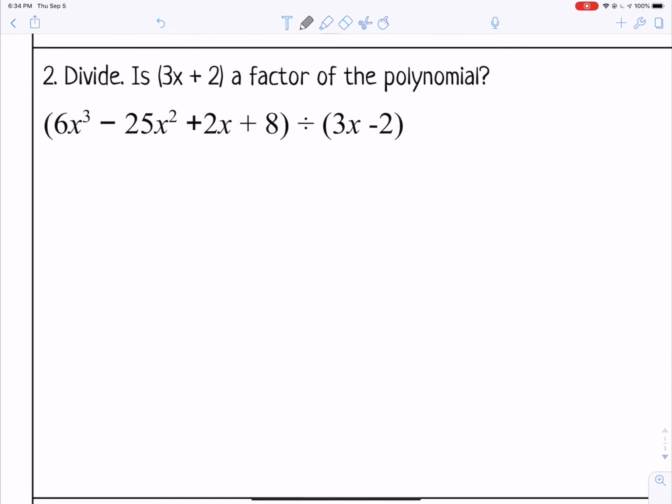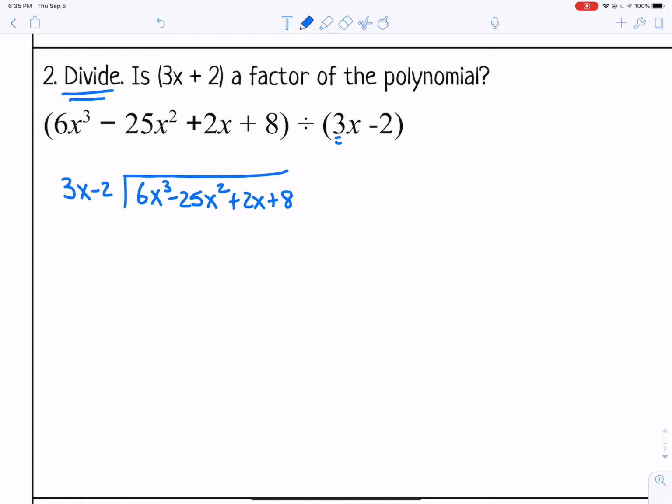All right, let's move on to number 2. This one says to divide, and then is 3x plus 2 a factor of the polynomial? So first we need to divide. I noticed that we have a 3 right here, so I'm going to use long division because I think that's easier. So I don't have to divide everything by 3 first. So let's just set that up. All right, we're not missing any powers of x, so we can just get started.